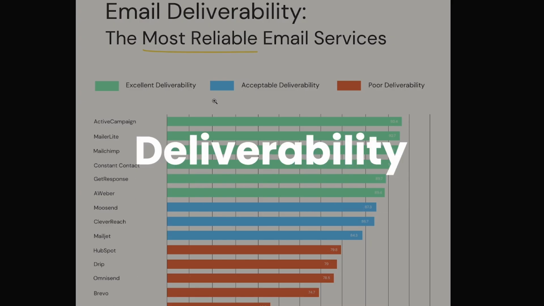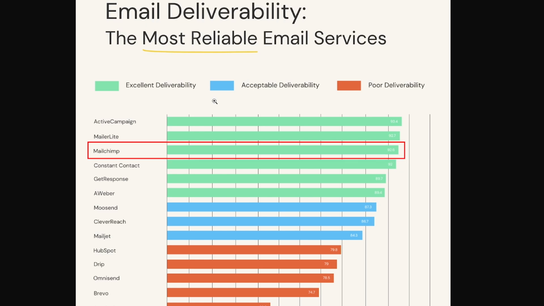Both platforms have excellent deliverability. Mailchimp has a 92.6% deliverability score, which is up there with the very best.